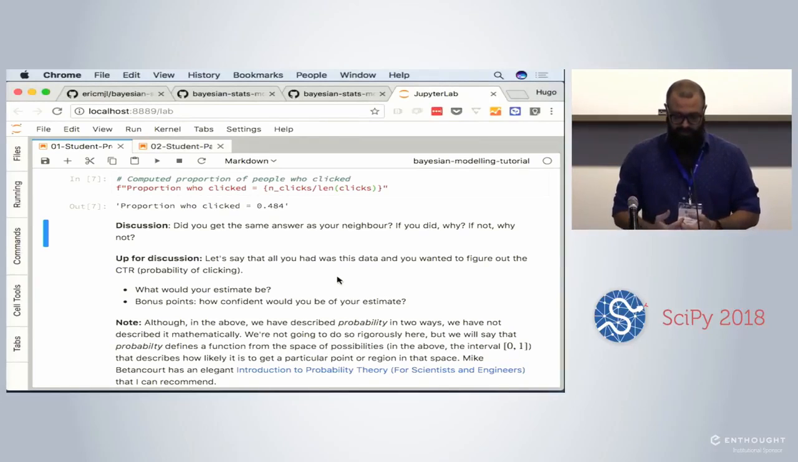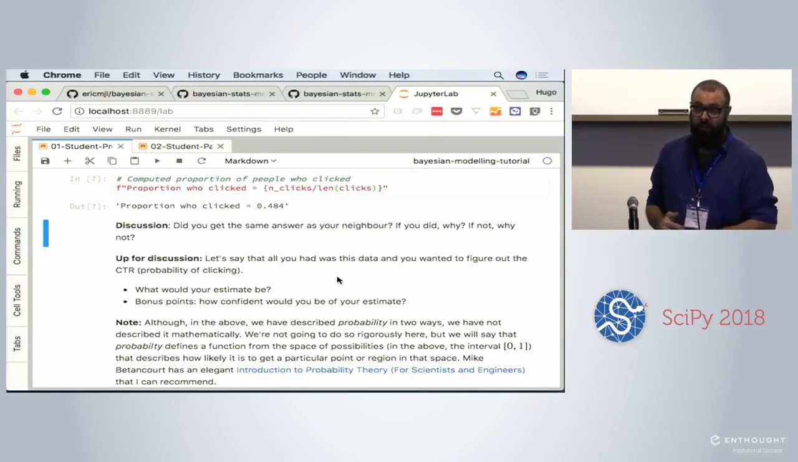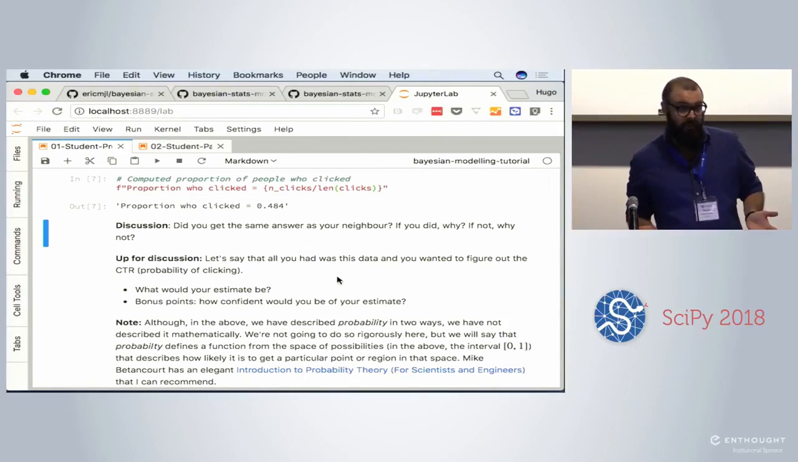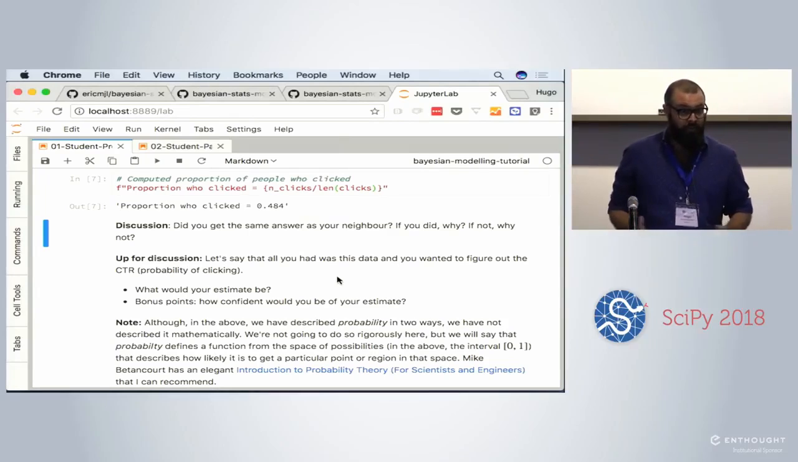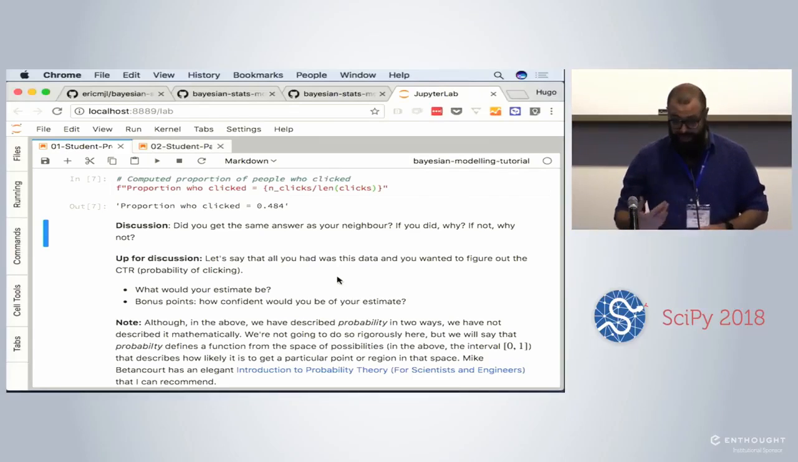For bonus points, how confident would you be of this estimate? Because I don't have a clue yet, right? I would say my sample size was 1,000, so pretty confident in some way. What we'll see is that Bayesian thinking actually gives us an entire distribution of possible values, and we'll see that around here is where the peak is. It will give us uncertainty around it, and we can answer any questions about the distribution of possible answers to this question, which represent our degree of belief, which I find very exciting.